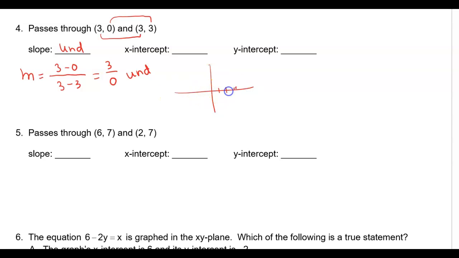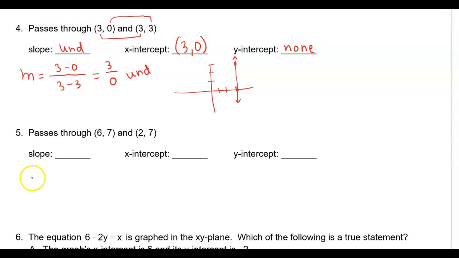I can put those 2 points on there, 3, 0 and 3, 3. Put them on a graph, I should say, and you'll see the vertical line passing through those 2 points. So the X-intercept is the 3, 0, but there is no Y-intercept.